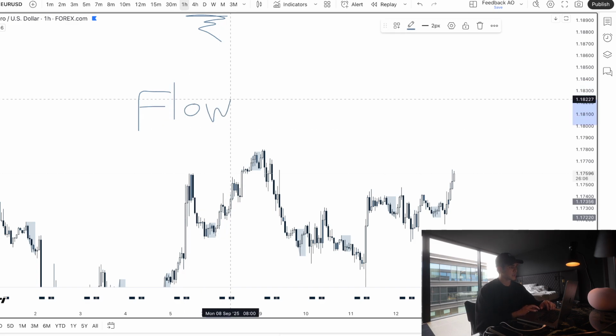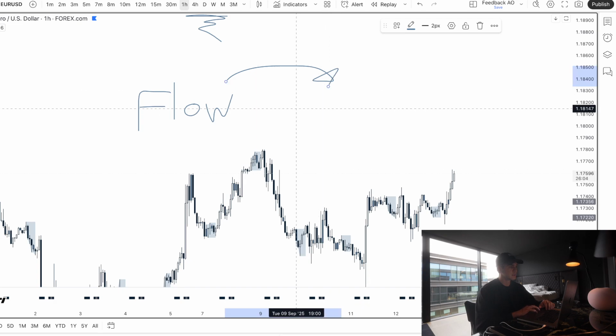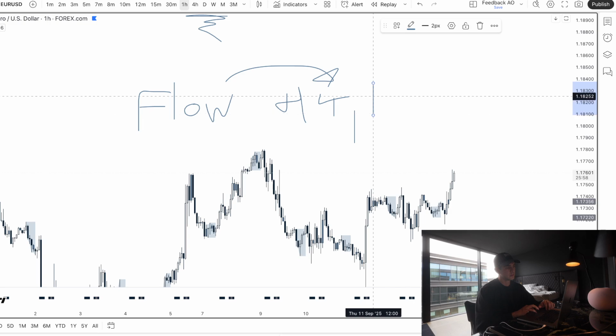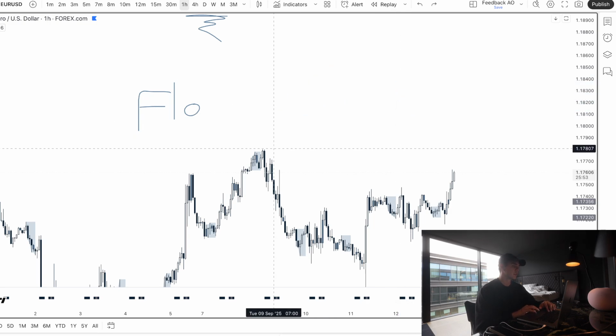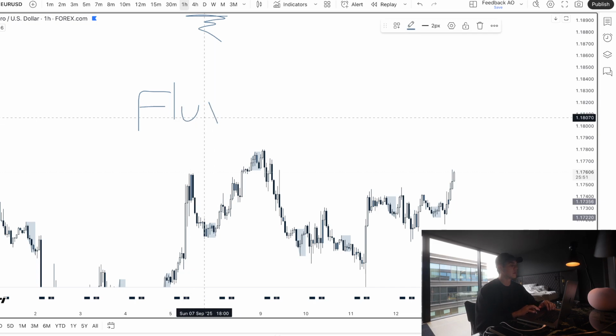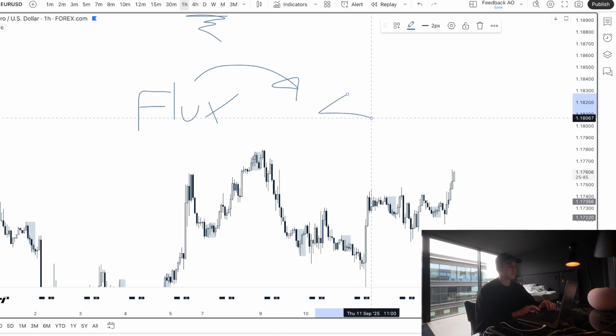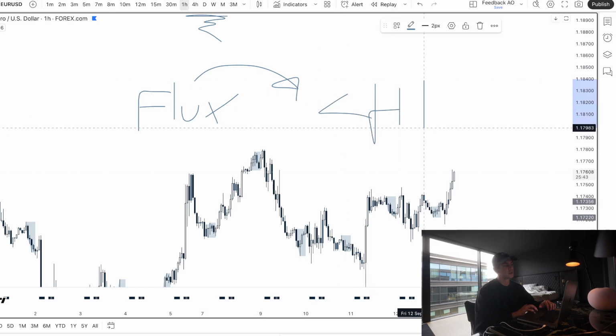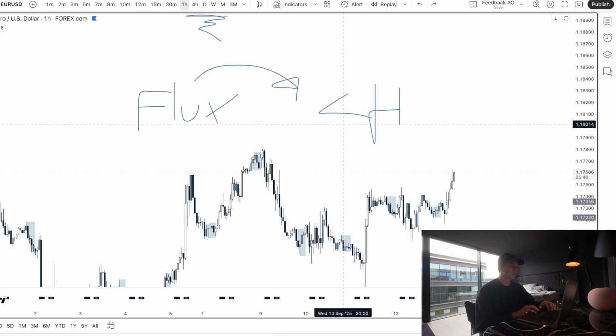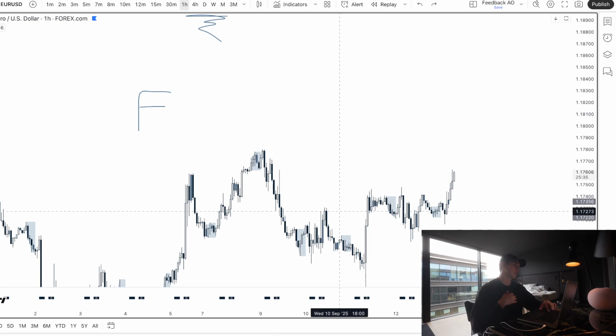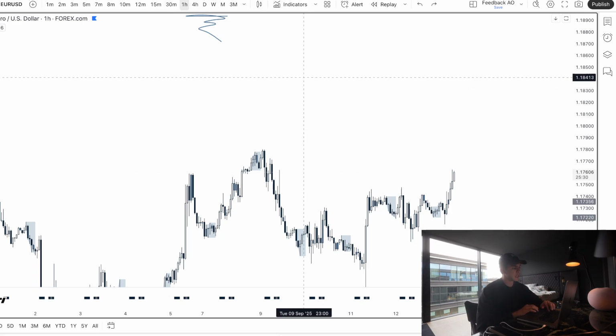Flow state, I want to reintroduce that to you guys again. That's going to be fractals like H4 and H1, right? That's your flow state. And then we go into flux. Flux is where you are on your execution time frame, and that is everything that is below H1, right? Not until H1. H1 is a special one. We're going to be doing a whole video on just the H1 time frame later, when you've got an understanding of what arrays are. But let's introduce that a little bit.